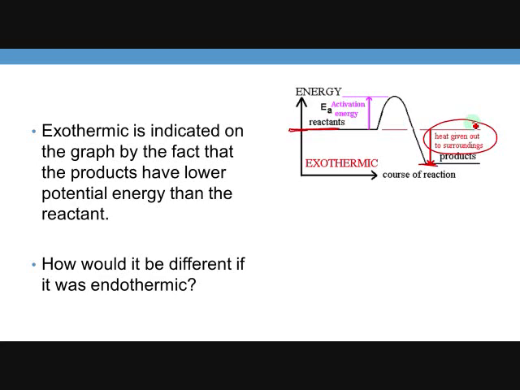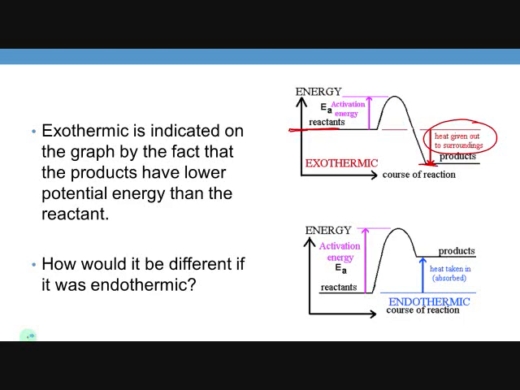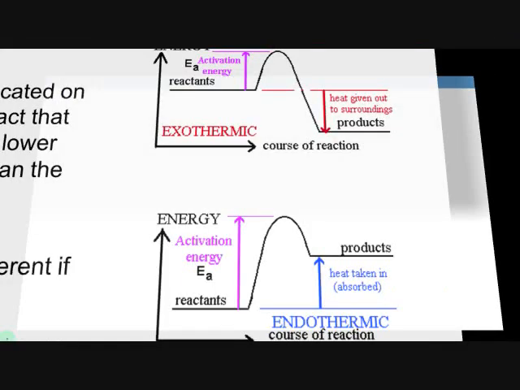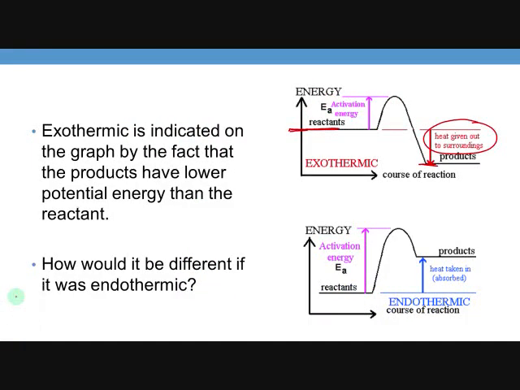Okay, well, how would it be different for endothermic? In endothermic, the energy of the products would be higher, because heat is absorbed. Heat has been taken in for that reaction. So the amount of energy that the products are associated with would be higher on the energy profile graph.